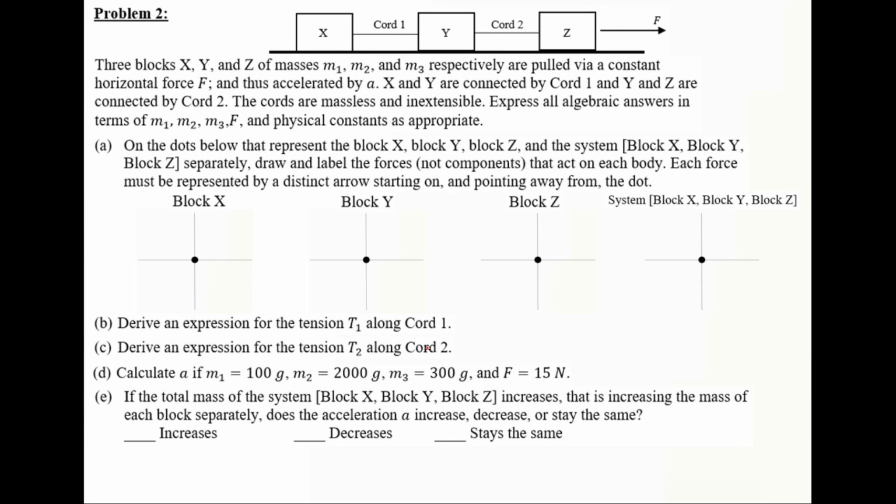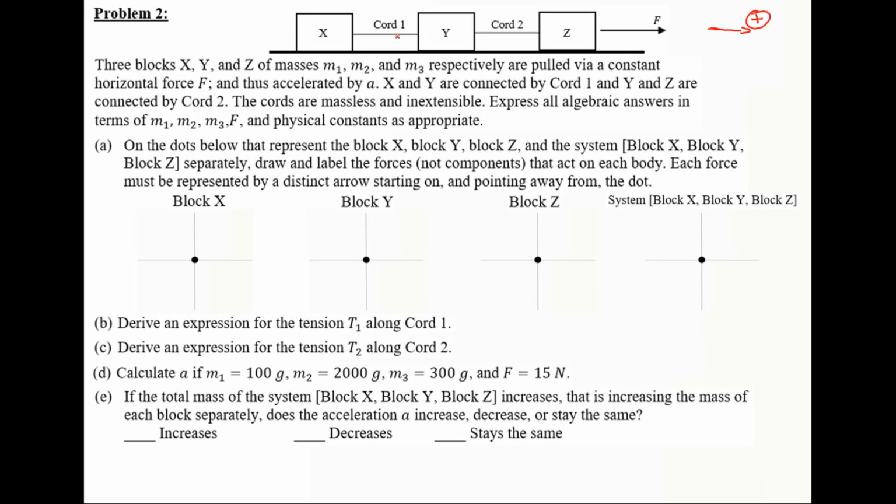Now let's move on to problem 2. In problem 2, what do we have? 3 blocks X, Y, and Z of masses M1, M2, and M3 respectively are pulled via a constant horizontal force F and thus accelerated by A. The system that we have is being accelerated by a force F, and it seems that they're going to move to the right. Then let me choose the right direction to be the positive.